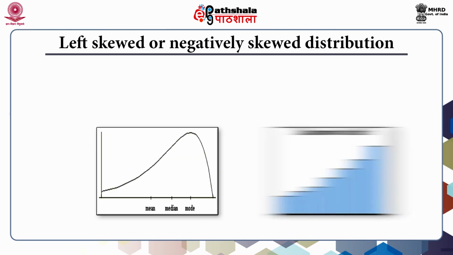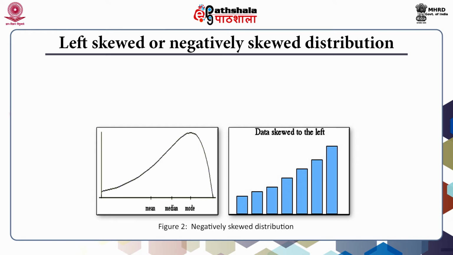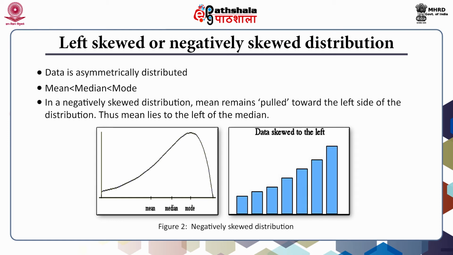Left skewed or negatively skewed distribution. In this kind of distribution, data is asymmetrically distributed, with mean less than median less than mode. The tail on the left side of the distribution is longer than the right side. In the negatively skewed distribution, the mean remains pulled towards the left side of the distribution, which means to the left of the median.